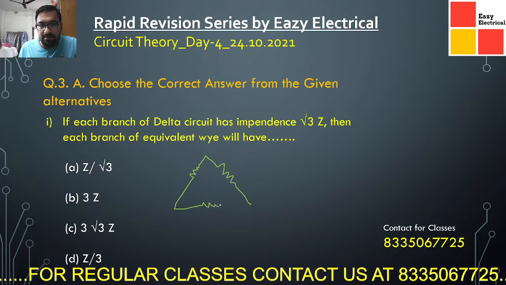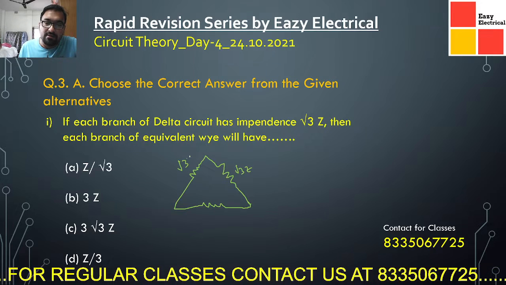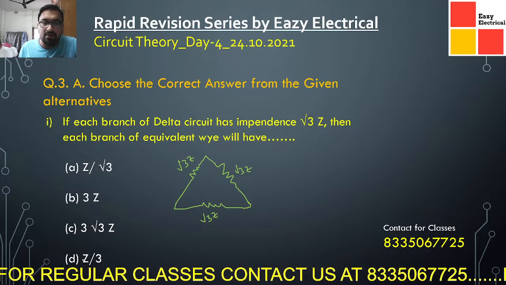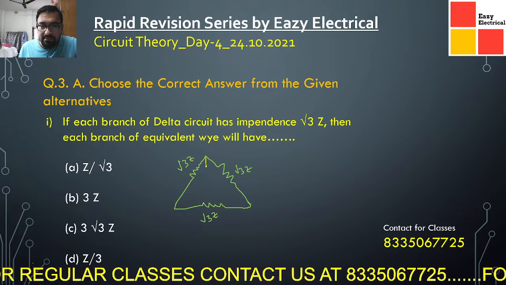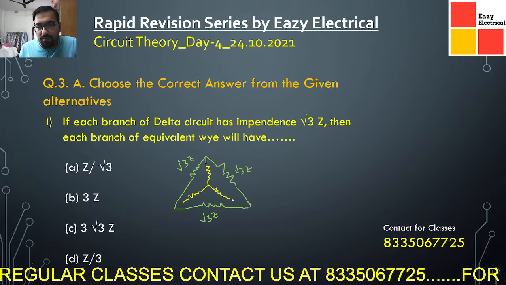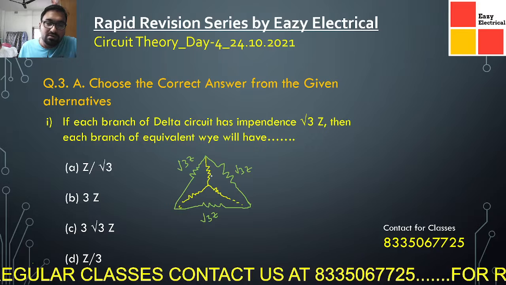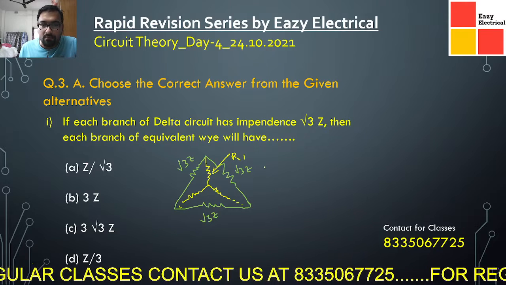In this way it is connected, right? So if it is having root 3 z, root 3 z, root 3 z, and you are trying to incorporate a delta within this, a star within this, suppose. Suppose a star you are trying to make here. So this resistance, suppose this is R1. What is R1?